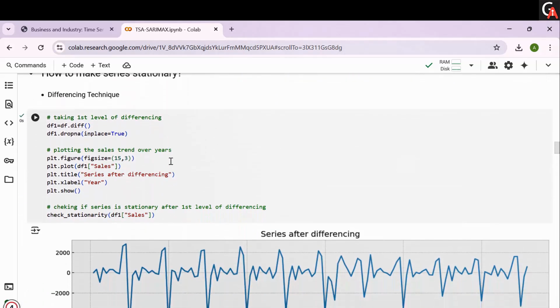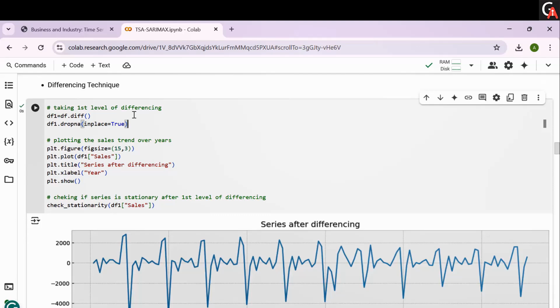Now, how can we make this series stationary? By using the differencing technique. So what does differencing mean? You have to take the current value of cells and subtract from it the previous month's cells. Then you will get the differenced series values. That can be done with the help of the diff function, and you have to store it into the DF1 data frame.